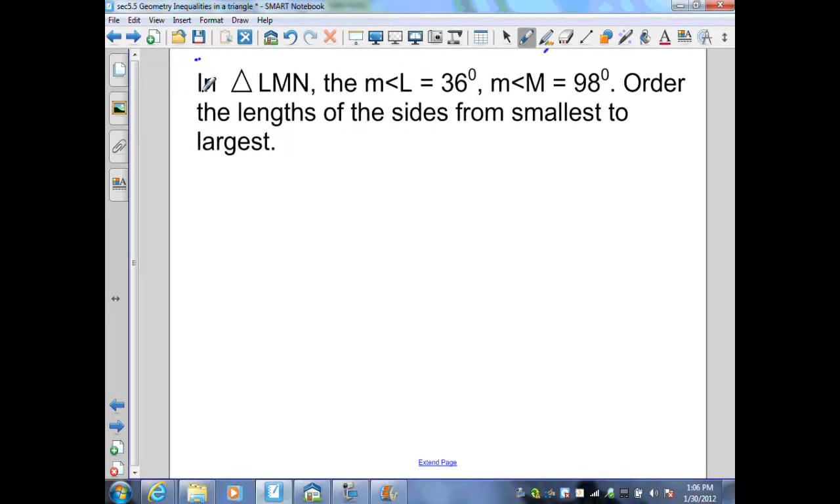Let's look at an example based on the side inequality theorem. Here we're given triangle LMN with the measure of angle L equal to 36 degrees, the measure of angle M equal to 98 degrees.